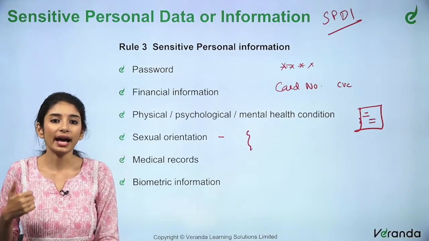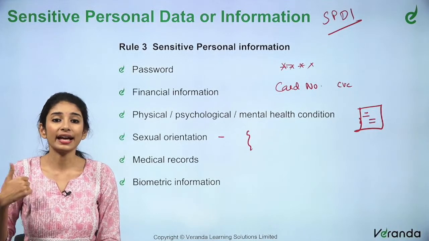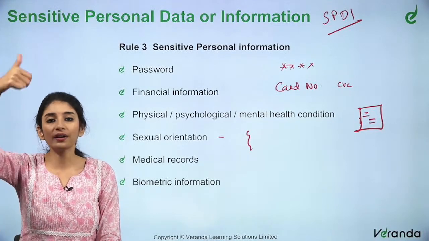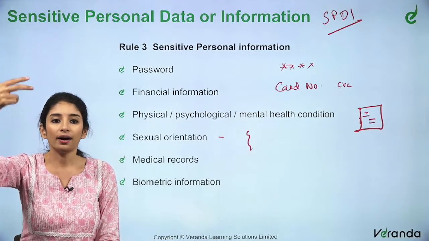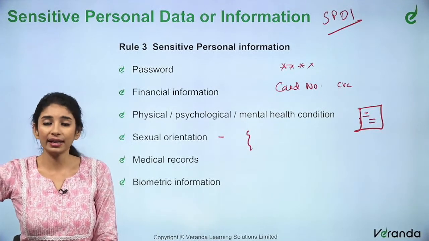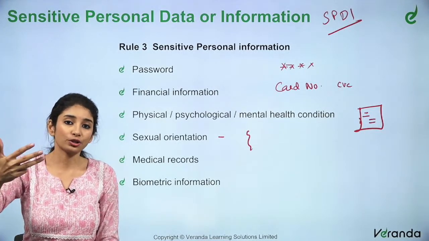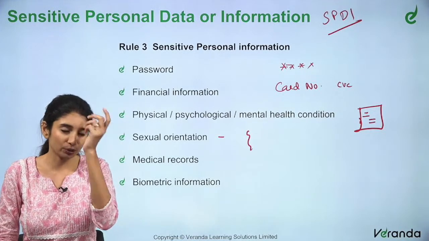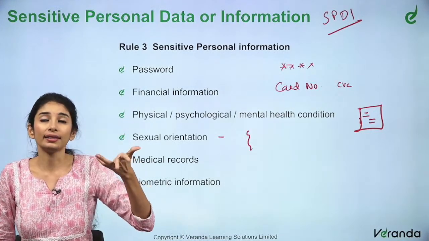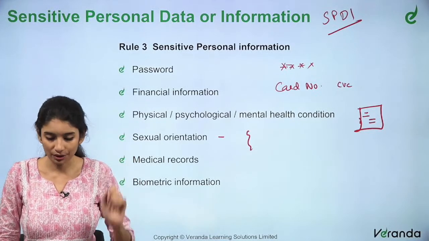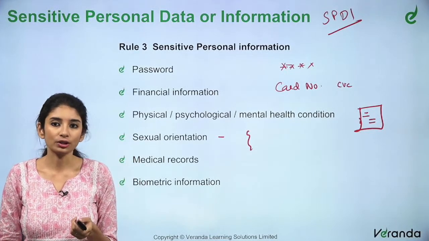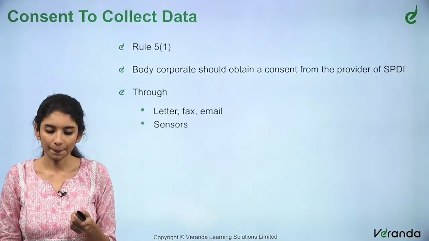What is SPDI as per Rule 3? Password, financial information, physical, psychological or mental health conditions, my sexual orientation, medical records, and then I have biometrics. Clear? My fingerprints or other details.